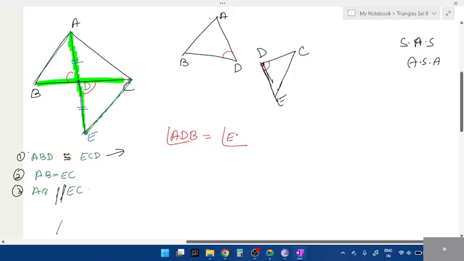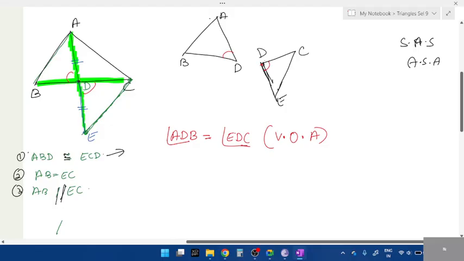I told you how to answer, right? EDC. Yes. CDE or ECD. Is this clear? And why both are equal? What's the reason I told? Vertically. Yes, in short, you can write VOA, vertically opposite angle. First thing is clear.